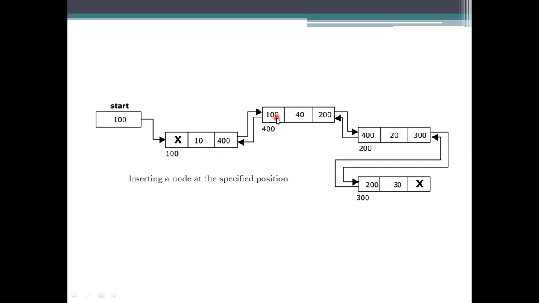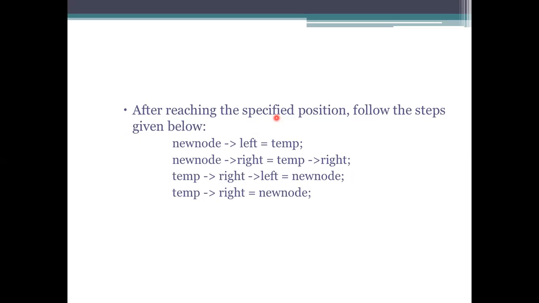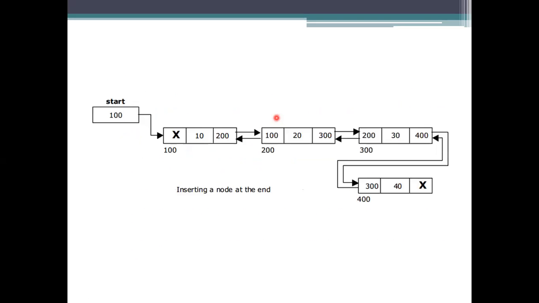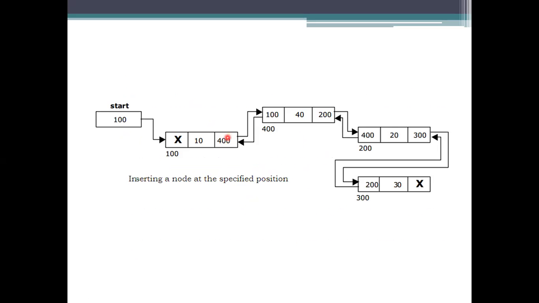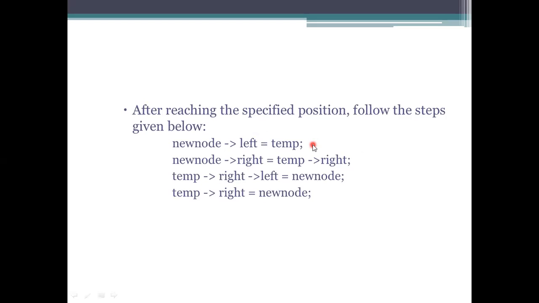So new node's left will be temporary, which is equal to 100. New node's right will be temporary right. What is the temporary right here? Temporary right is 200 here. So new node's left will be start, and new node's right will be the previous link's right node, 200. Okay. And after that, we need to update the temporary's left and right.